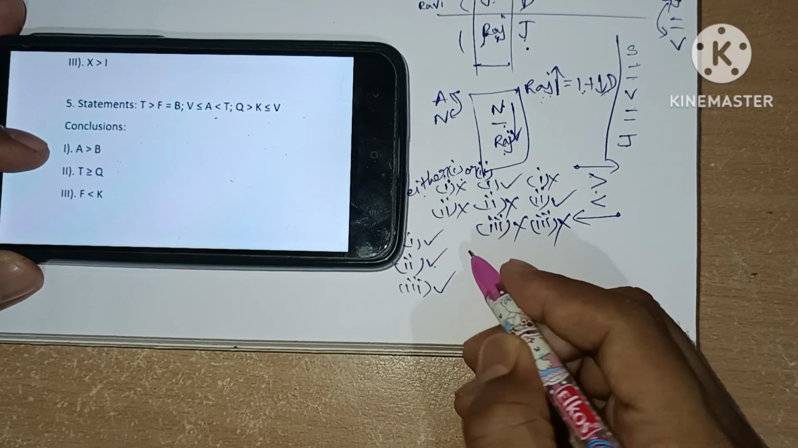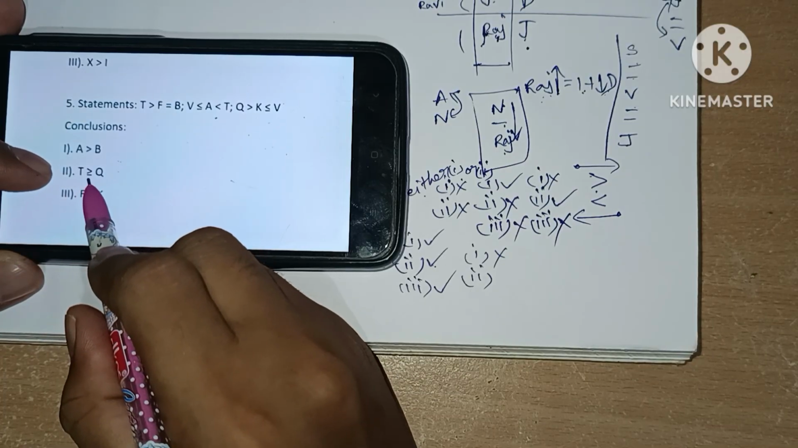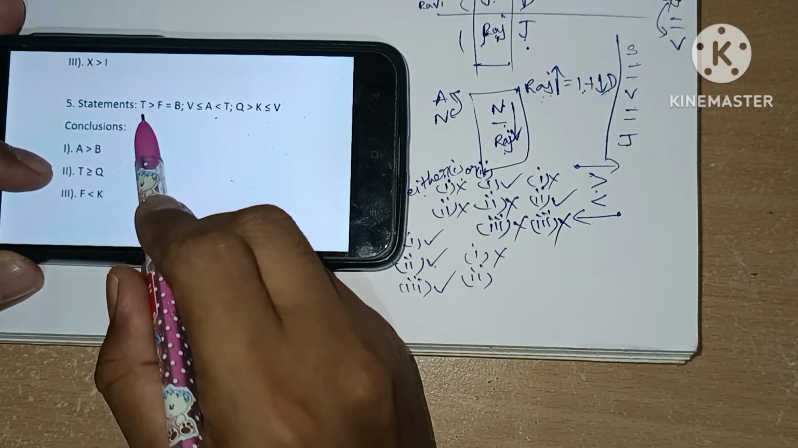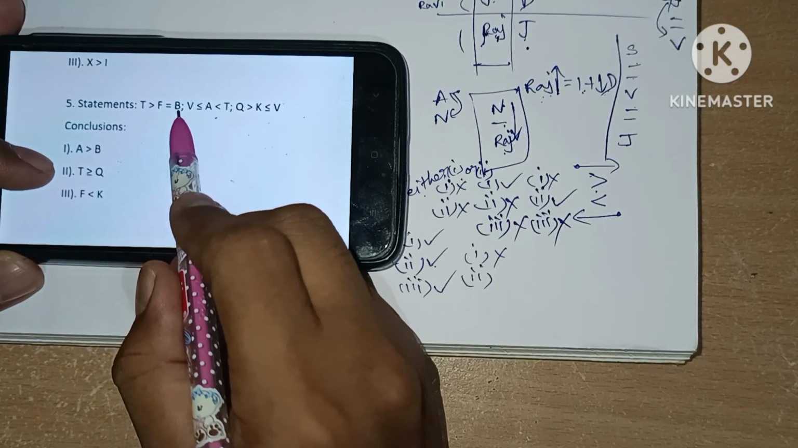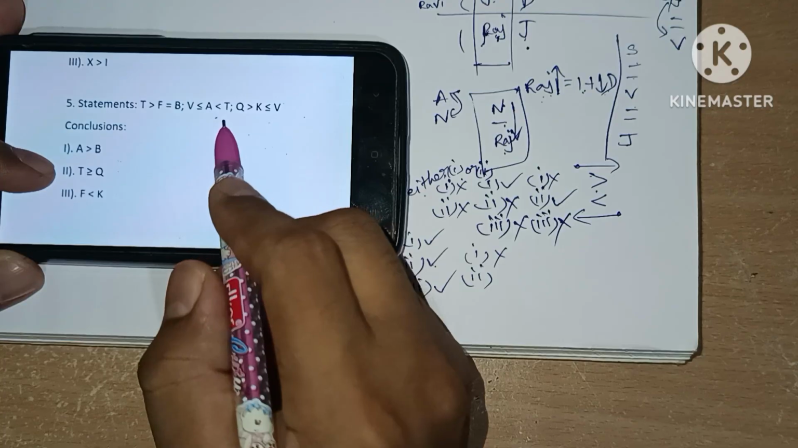So first conclusion will be false. Second conclusion, the flow from T to Q with everywhere equals to. From T we can reach to F. From F we can reach to B, but we cannot reach to Q.